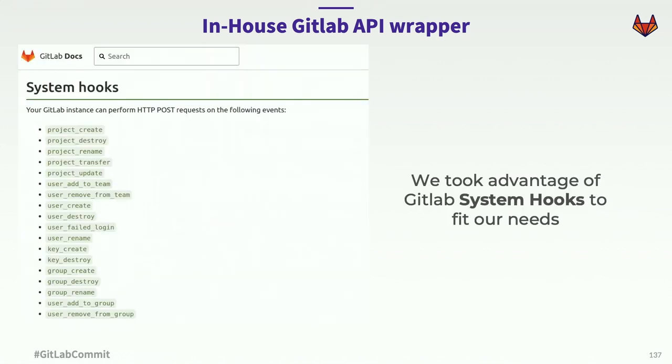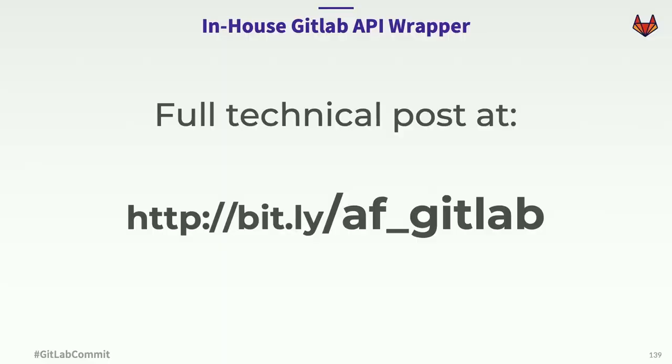You can see all the system hooks that GitLab can post. You can find it in the documentation. You can do crazy stuff with it, and it's really easy to debug using the UI itself. It's really amazing. And if you want to read the full technical blog about what we did and how we did it, you can visit our blog post.